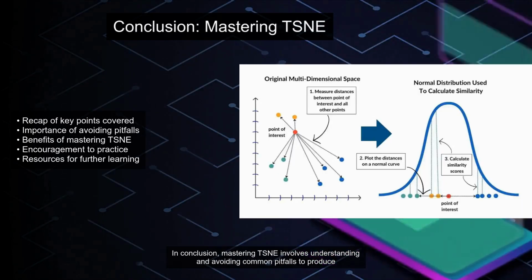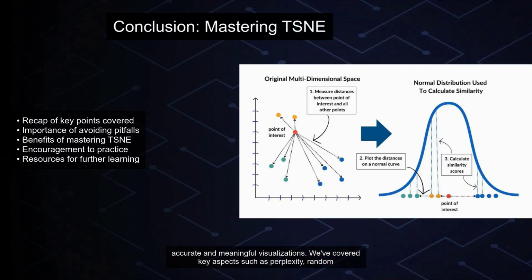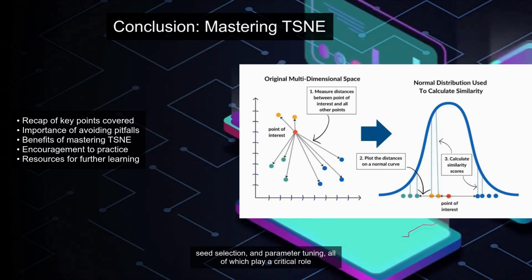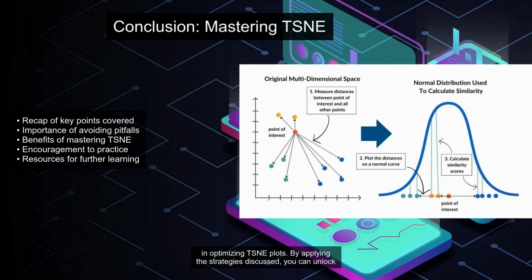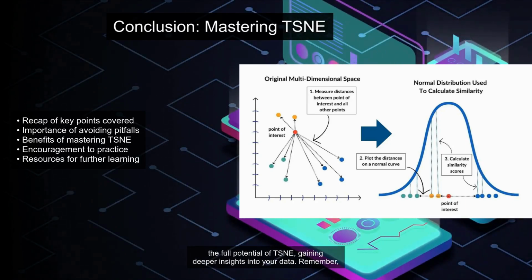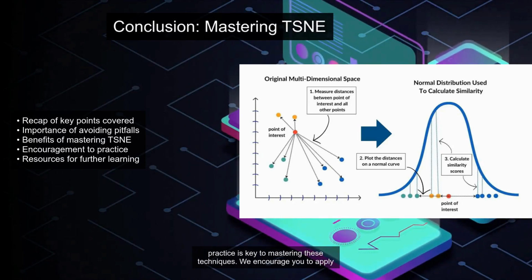In conclusion, mastering TSNE involves understanding and avoiding common pitfalls to produce accurate and meaningful visualizations. We've covered key aspects such as perplexity, random seed selection, and parameter tuning, all of which play a critical role in optimizing TSNE plots. By applying the strategies discussed, you can unlock the full potential of TSNE, gaining deeper insights into your data. Remember, practice is key to mastering these techniques.